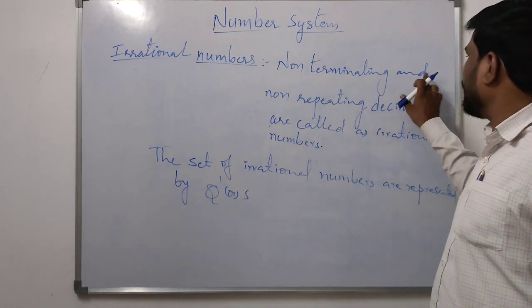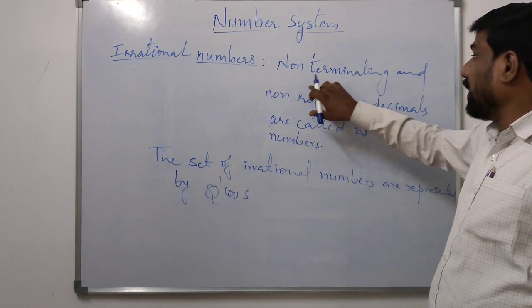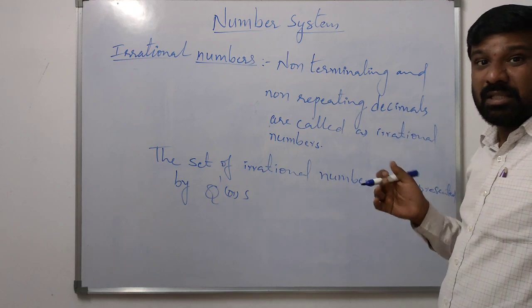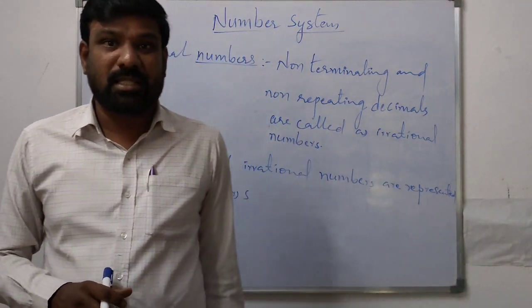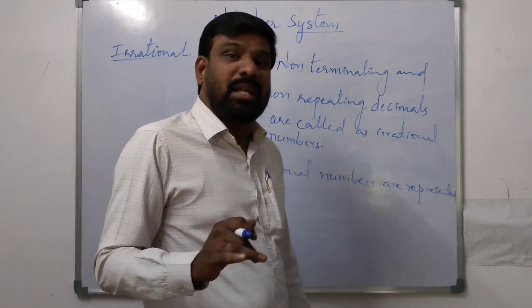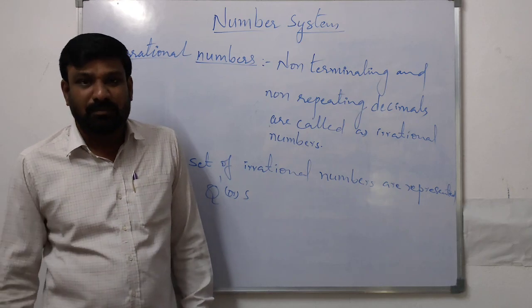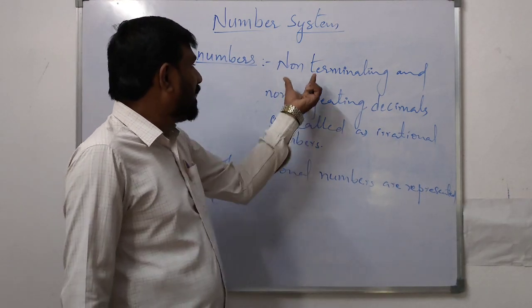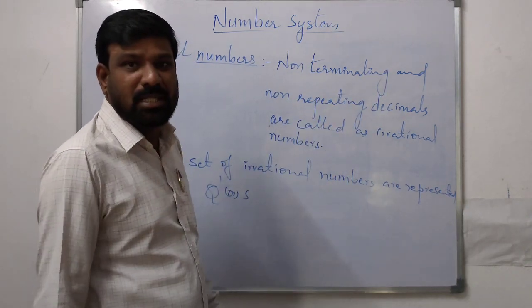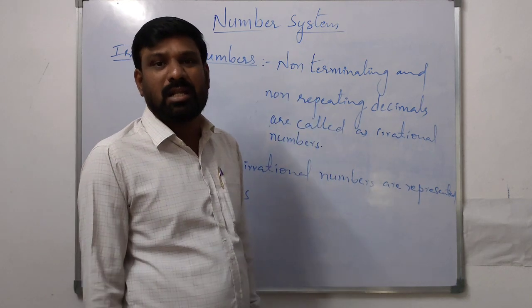Non-terminating and non-repeating decimals are called irrational numbers. Non-terminating repeating decimals, we have already discussed the definition. Non-terminating repeating decimals can be converted into a rational number. But in this case, non-terminating, non-repeating decimals cannot be converted into a rational number.